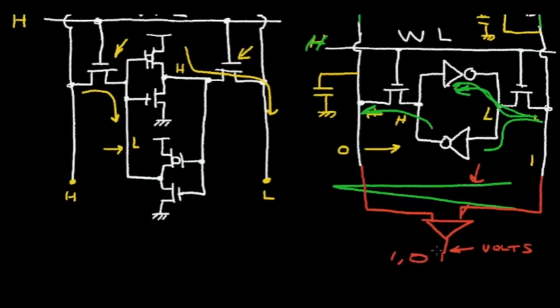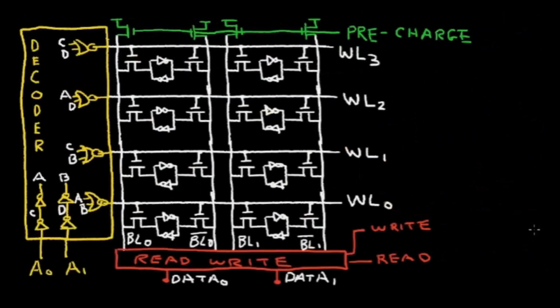So let's take a look at the memory array and discuss how that works. So here's my memory array again, and notice that each word line drives 2 memory cells, and I have 4 word lines. So this memory is 4 words times 2 bits per word, and 2 times 4 is 8. So I have 8 different memory bits.